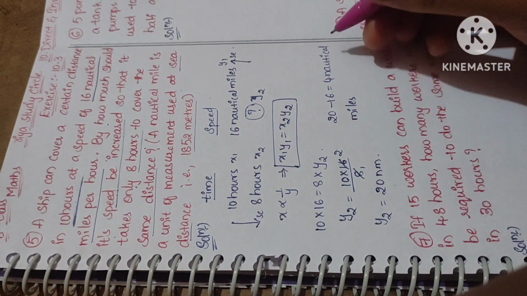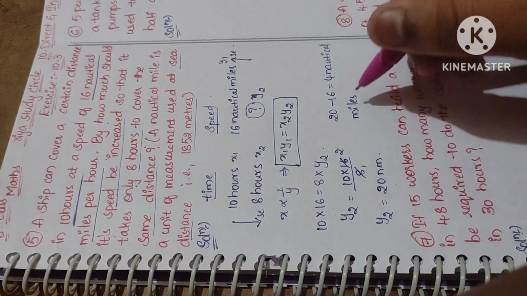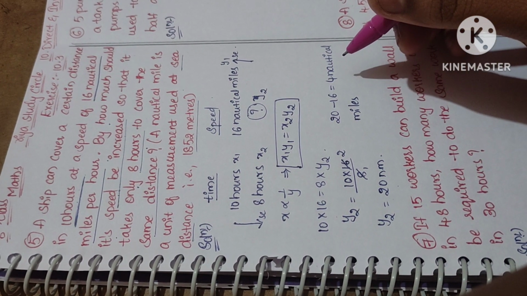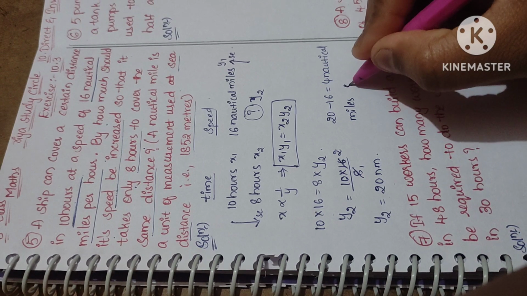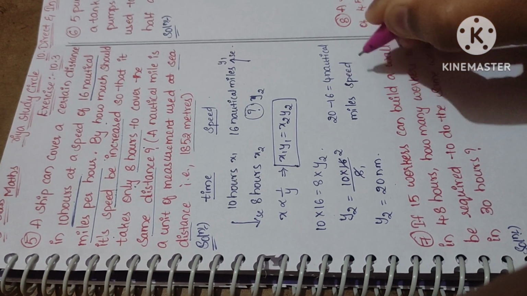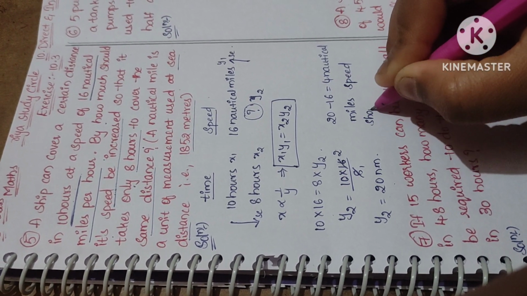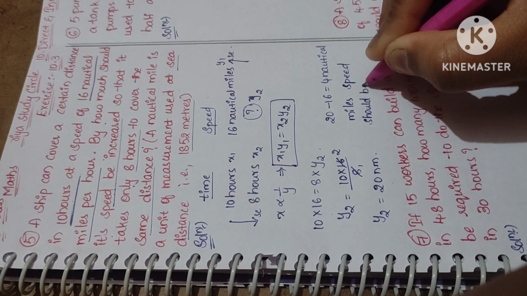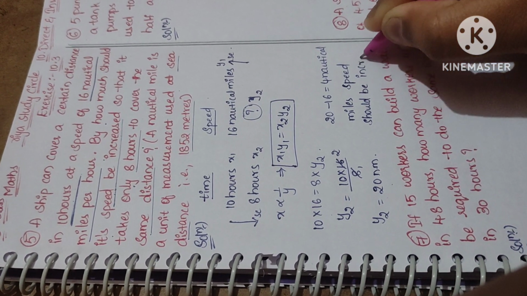So for a ship to cover the same distance within 8 hours, the speed should be increased. How much? 4 nautical miles speed should be increased to cover the same distance within 8 hours. This is our solution. The solution is 4 nautical miles.